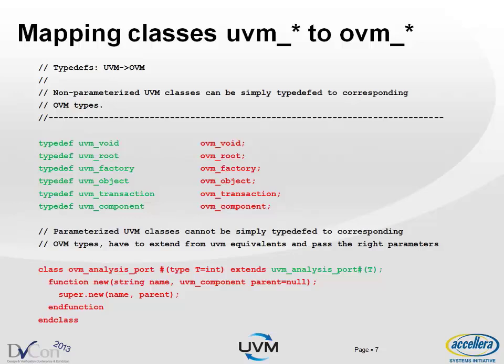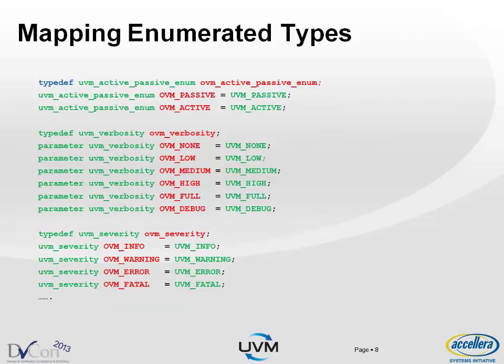So this is how you deal with parameterized classes. For non-parameterized, pretty simple, typedef. For parameterized, you have to create a new class that just extends from the base UVM code. Enumerated types: again, you have to map enumerated types. To be able to use the UVM enumerated types, we had to typedef them. So here we start typedefing the UVM types as well.